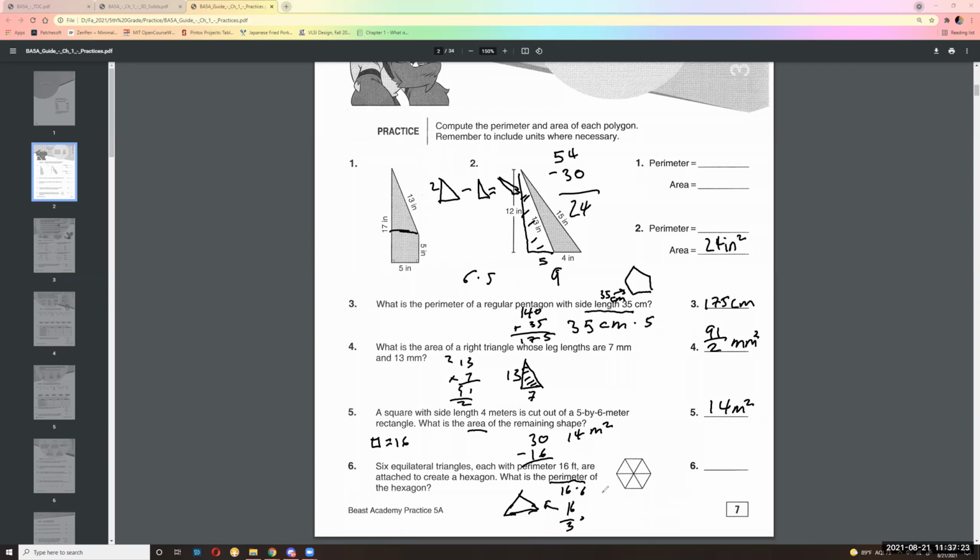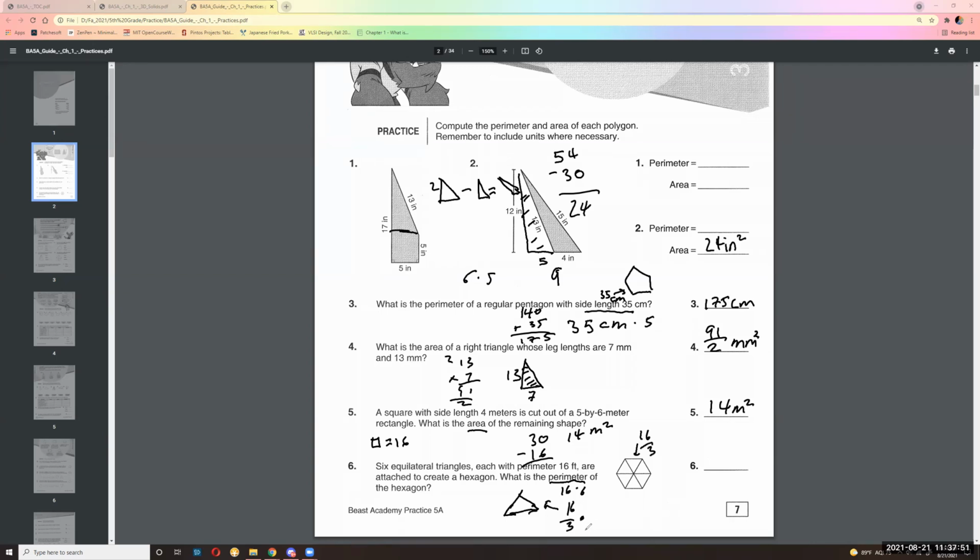To find the hexagon side, does everyone see that? 16 is the whole perimeter. We have 3 sides. Since they are equilateral triangles, by definition all sides are equal. So each side is then 16 over 3. But then the question is asking about this hexagon. If you notice, a hexagon has 6 sides, and each one of these is 16/3.